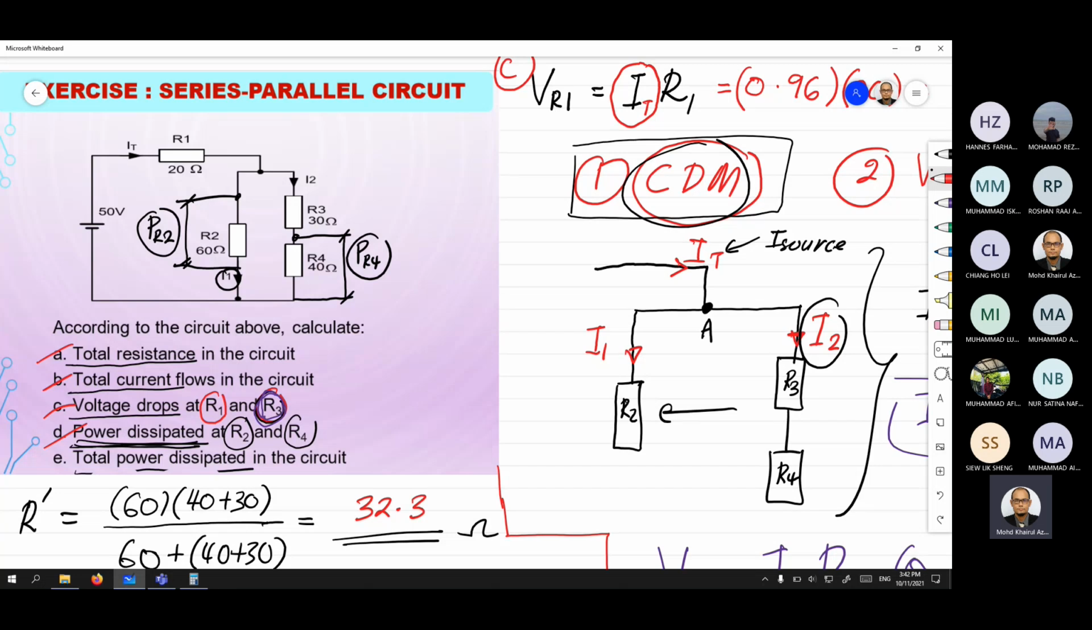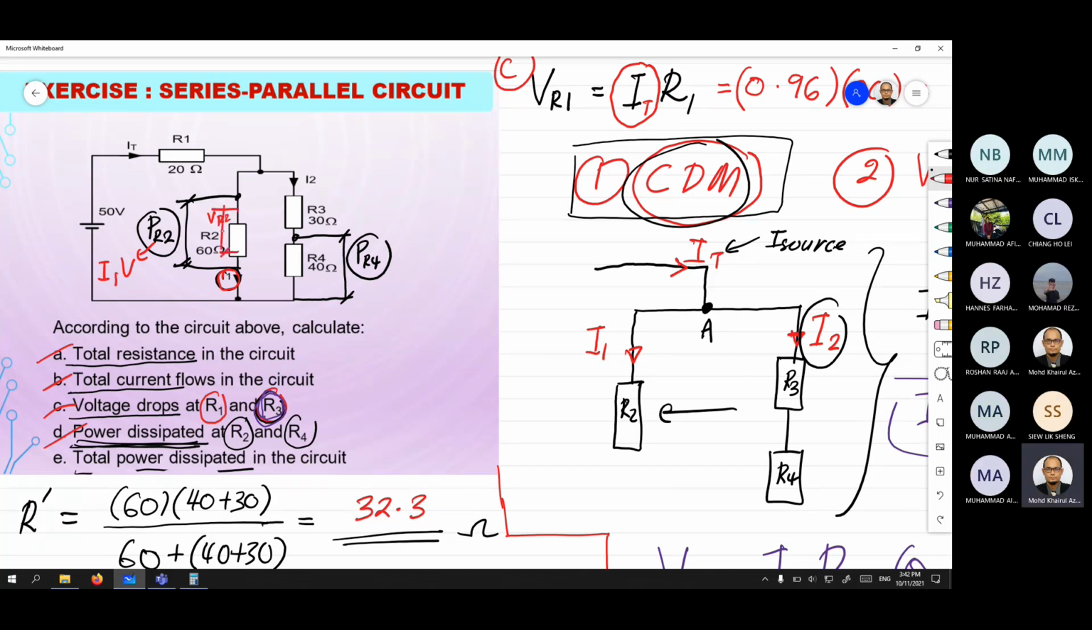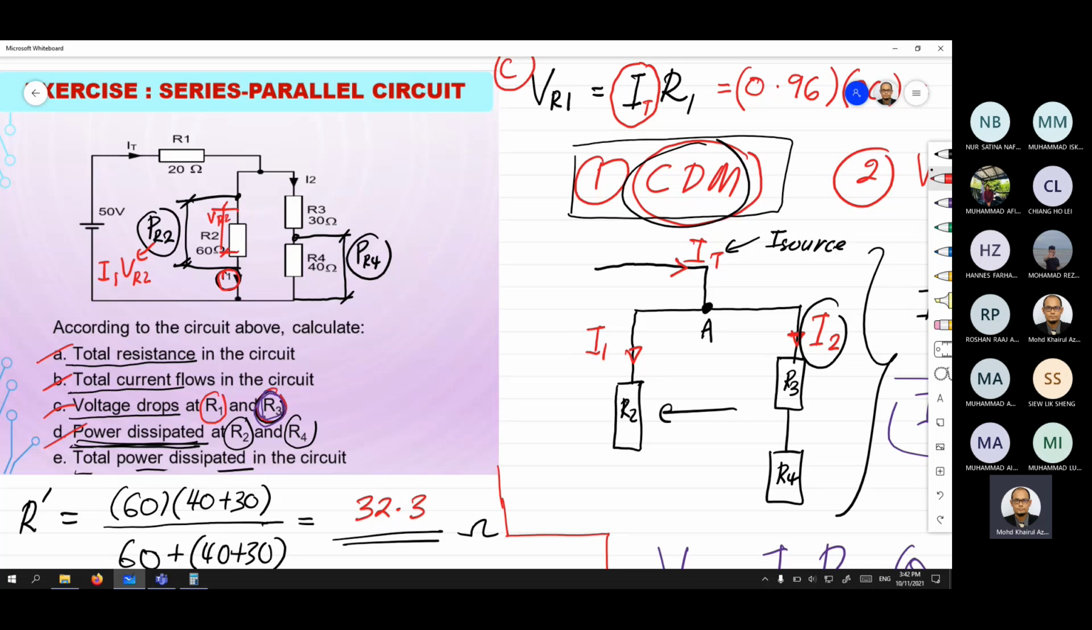By looking at the diagram itself, I know that the formula for PR2 is given by I V, I1 V, VR2 lah. Kalau saya tak mahu pakai VR2, boleh. Saya pakailah another formula which is I squared R, R2 and then I1. Same goes to PR4, which is I squared R, and then sini R4 and then your current here is I2. Yang ini you dah dapat terus sebab you dah mencari nilai I2.